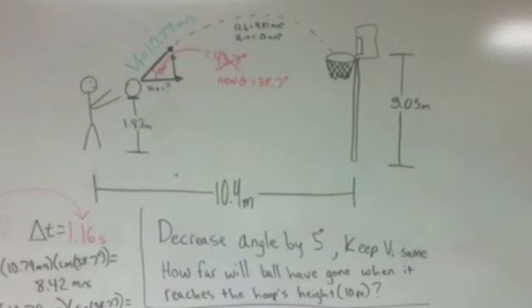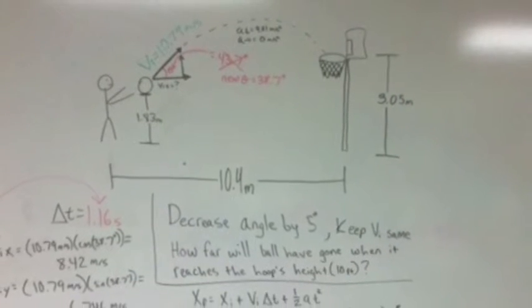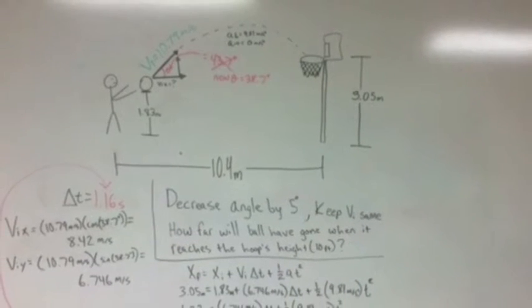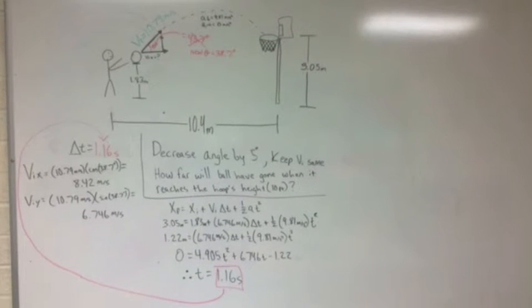We want to see how precise you need to be to make this basket. Therefore, we decreased the angle by 5 degrees and kept initial velocity the same. We're going to look to see how close the ball will come to the basket when it reaches a height of 10 feet. The change in angle changed both of our velocity components, as seen on the left. We used the same kinematic equation as seen earlier and plugged in our new vertical velocity, positions, and acceleration to find a new time of 1.16 seconds.